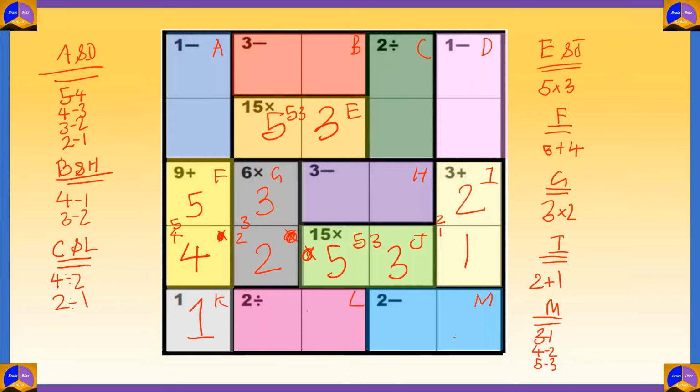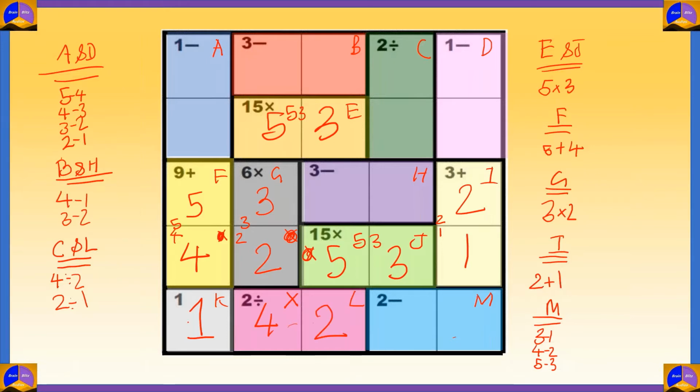Now let's look at cage L. In cage L the options are 4 divided by 2 and 2 divided by 1. We can eliminate the option 2 divided by 1 because if we use that option then it will be a repeat of 1 in the same row. So here it will be 4 divided by 2, as 2 already came out in this column. 2 can't come over here, as then it will be a repeat of 2 in the same column. So here it will be a 4 and here a 2.